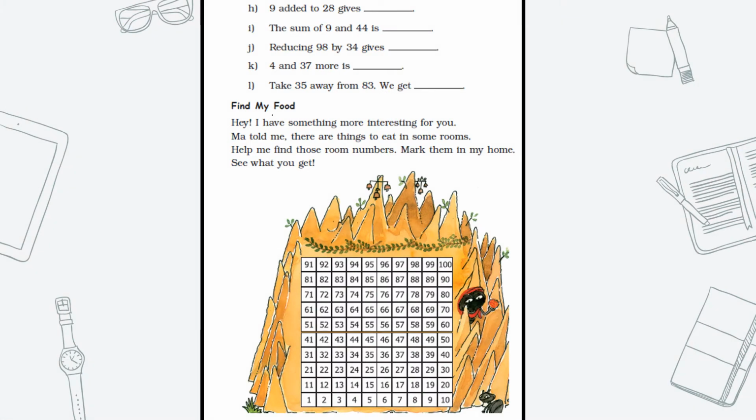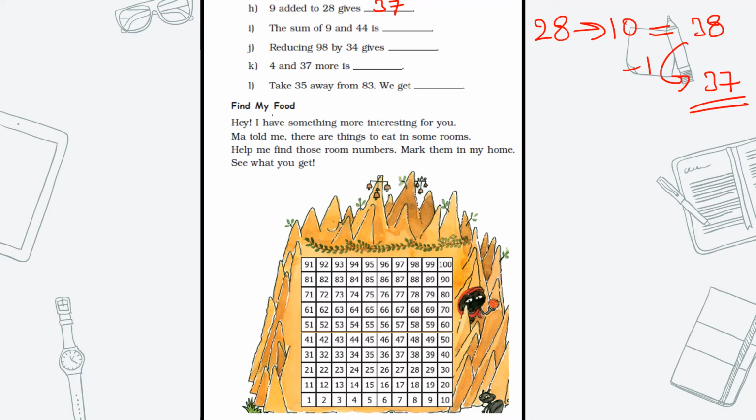Okay, continuing the same. Here we have 9 added to 28. So first what do we do? Add 10 to 28. We will have 38, but we had to add only 9. So subtract 1 from 38. We have 37 as our answer.